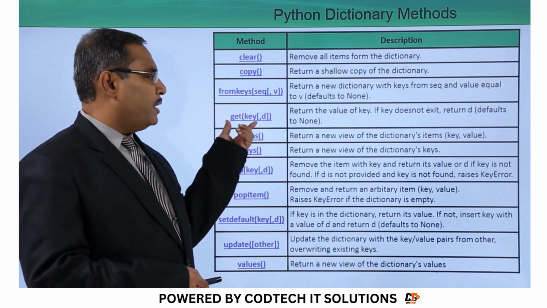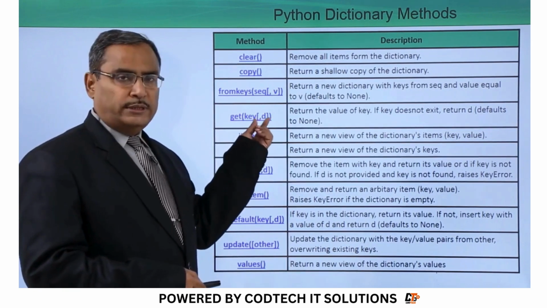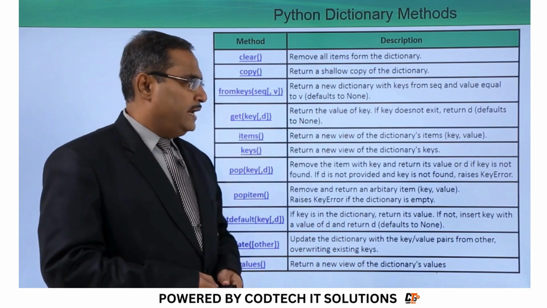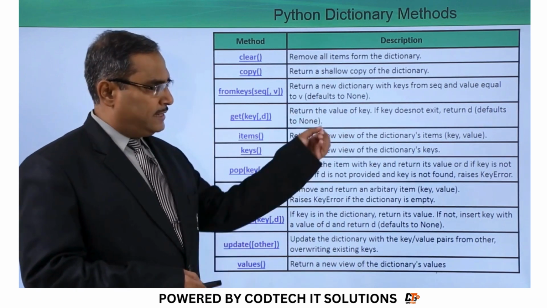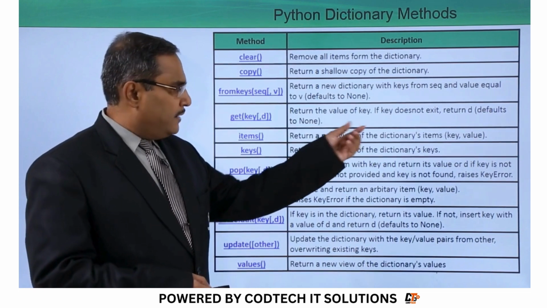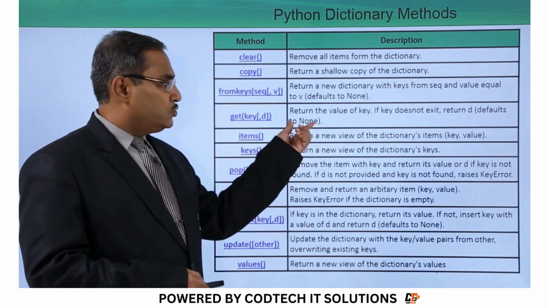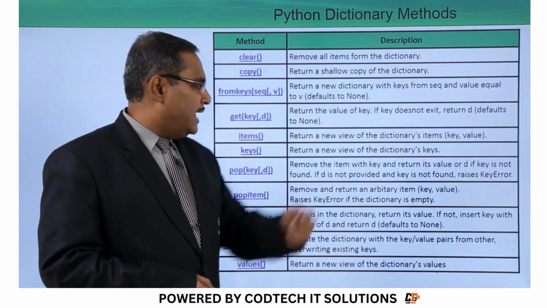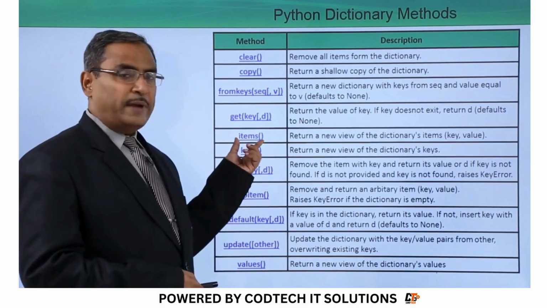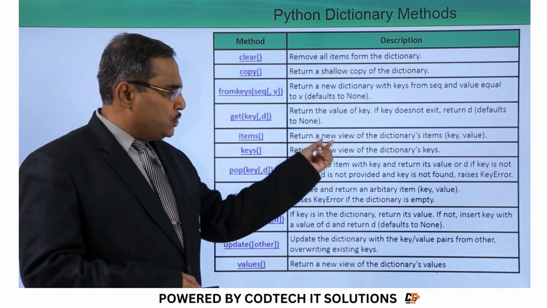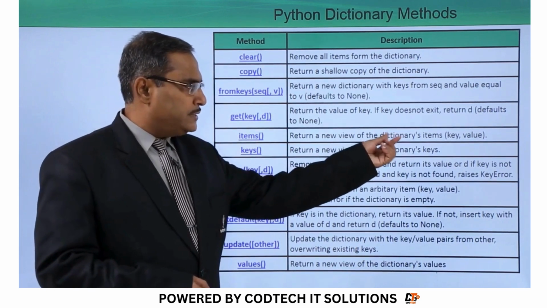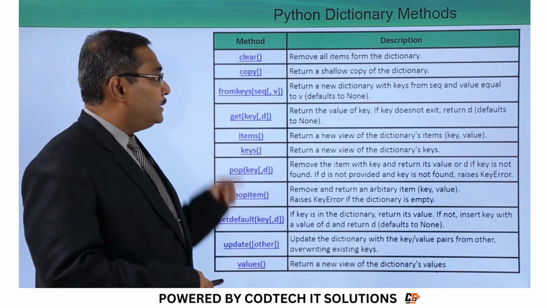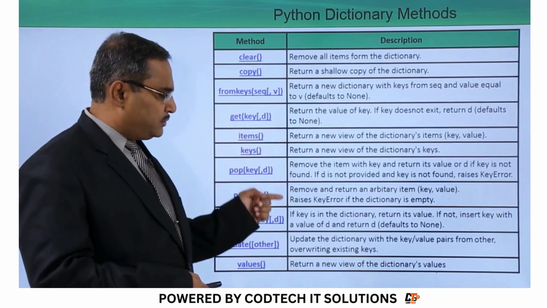In this way you also have get(key, d). Within the bracket we have d here. It returns the value of key. If the key does not exist, then it returns d, and the default is None. So just consider this one as exist. Now this is items: return a new view of the dictionary's items, that is the key and value. So these are the different methods, and we have given the respective descriptions.